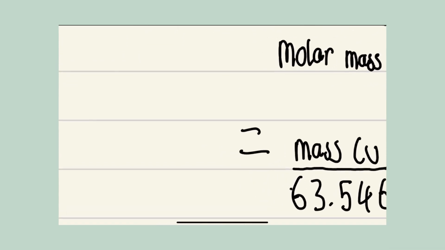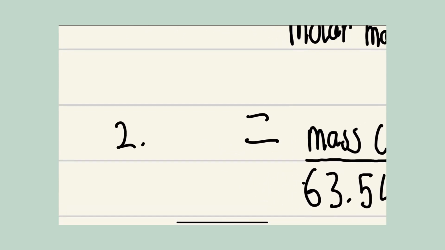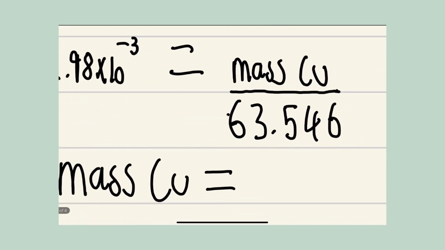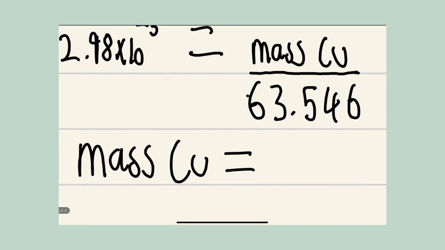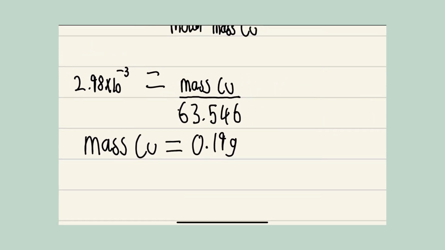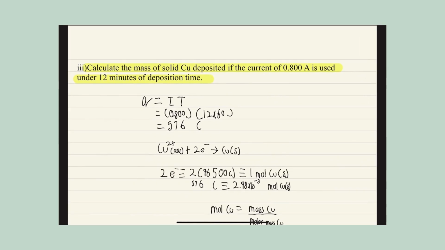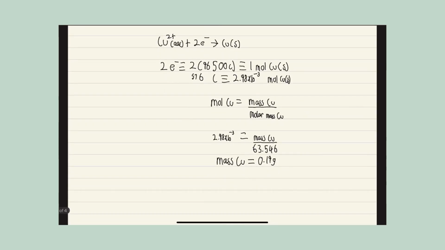So we have all the information we need. It's just 2.98 times 10 negative 3 moles equals mass over the molar mass of copper, which is 63.546. We just move things around, and the mass of copper ends up being around 0.19 grams. So the answer as to how much copper is deposited, you guys look at the question. The amount of copper deposited is 0.19 grams.